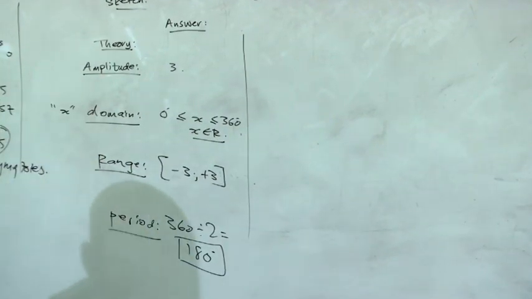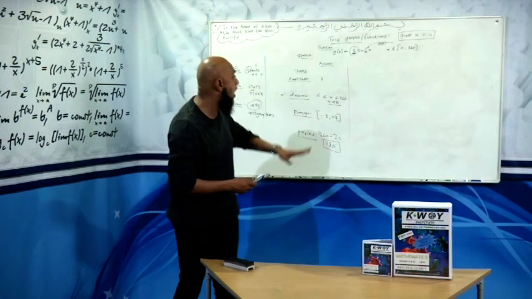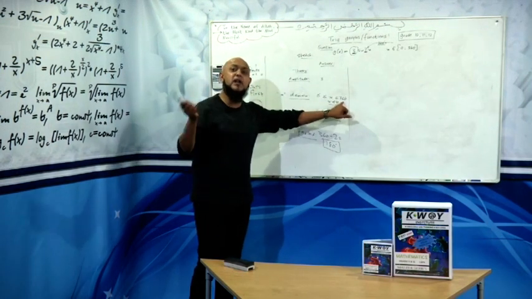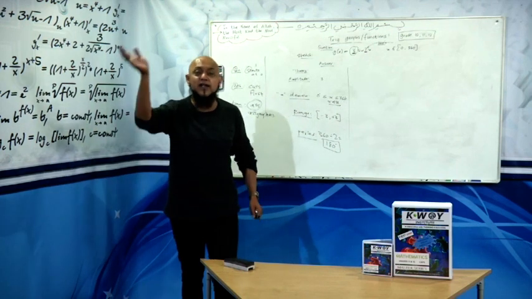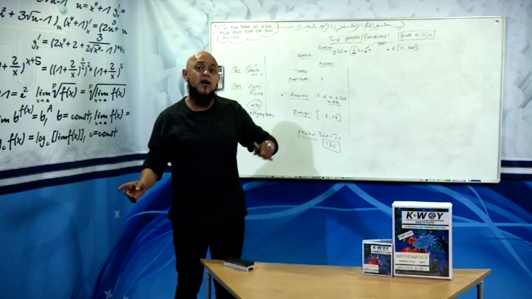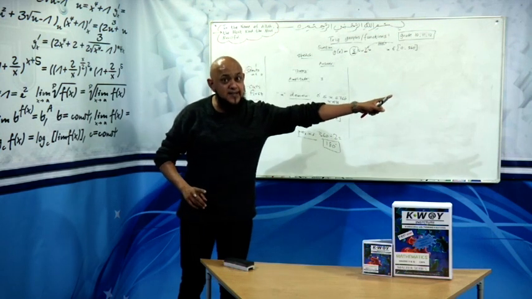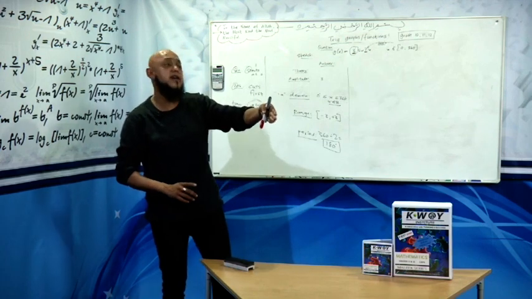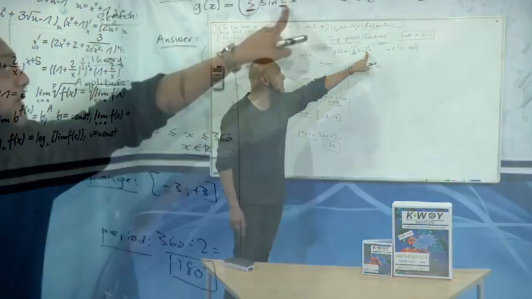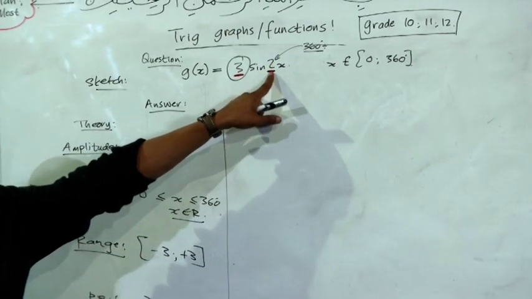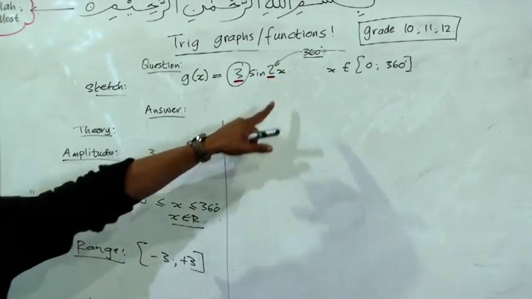Unlike the previous graph where the period was 360, although the domain says 360, the period of the graph, that means one complete sine cycle, will make its appearance not every 360 degrees, but now every 180 degrees. And how did I get the 180 degrees? I said 360 divided by that number in between. So if that number was 3, 360 divided by 3 would be 120 degrees.